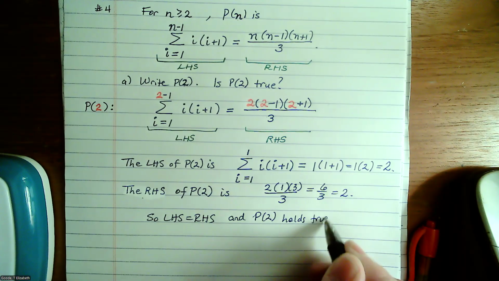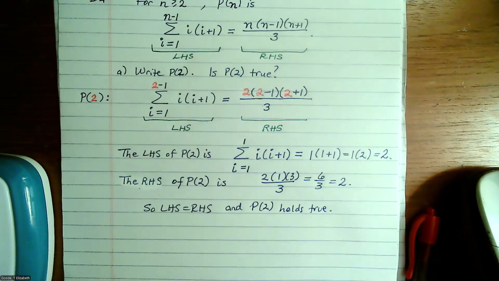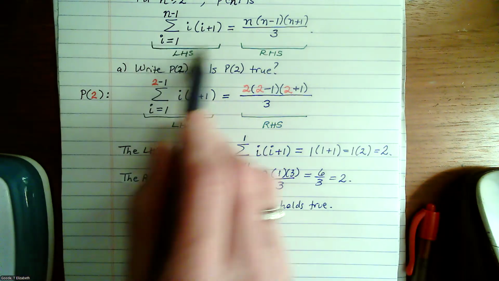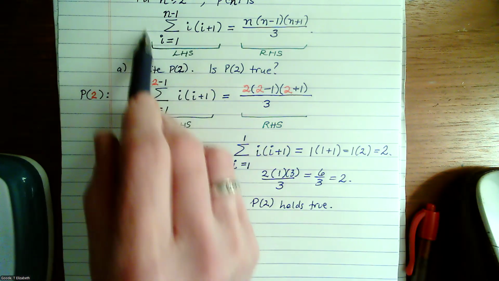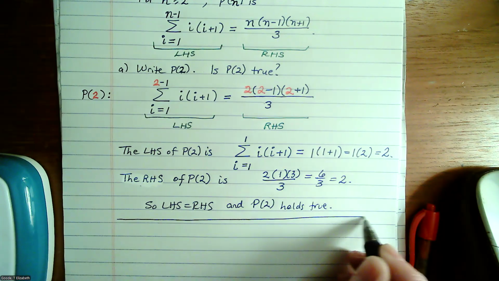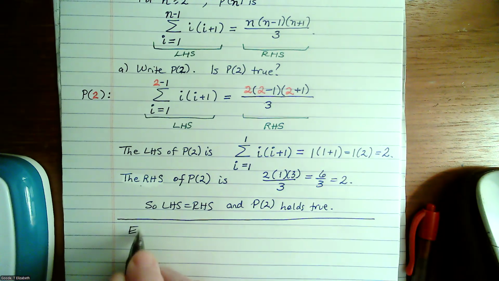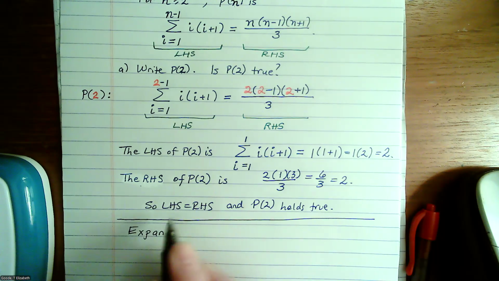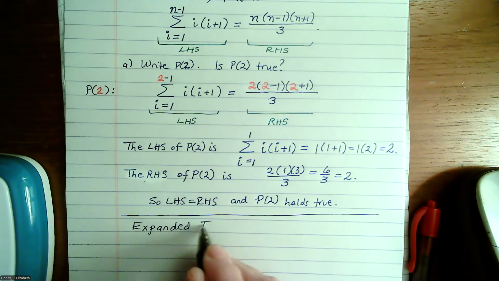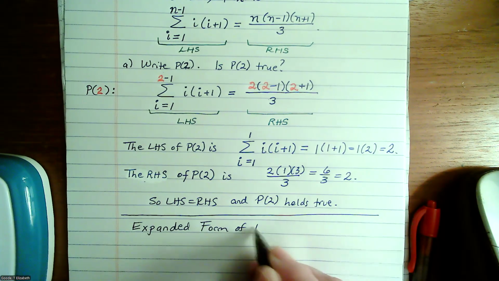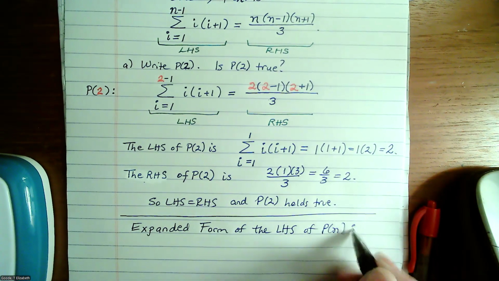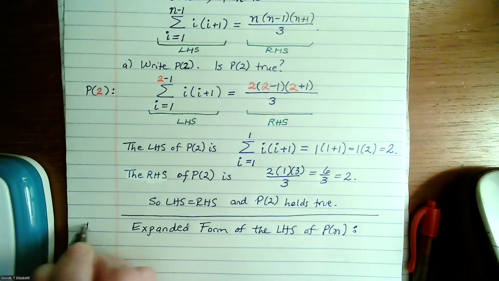Now, even though it didn't ask us to find P of 3, let's do that. In fact, shall we first just write this out in expanded form? Yes, it'll have two terms, right? If we use P of 3, that's 1 to 2. That's right. In general, it'll have n minus 1 terms. So let's look at the expanded form of the left-hand side of P of n in general.